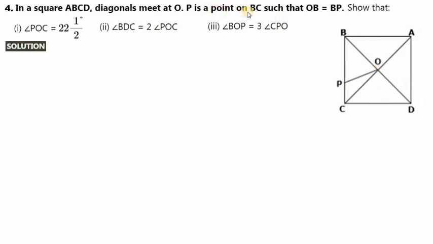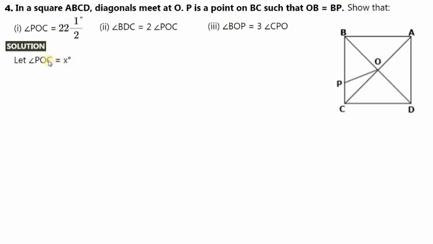P is a point on BC such that OB is equal to BP. See here carefully, OB is equal to BP. So this one and this one, they are equal to each other. You need to show that angle POC is 22.5 degree, angle BCD is twice angle POC, and angle BOP is thrice angle CPO. Let's try to prove the things that are given in the question.